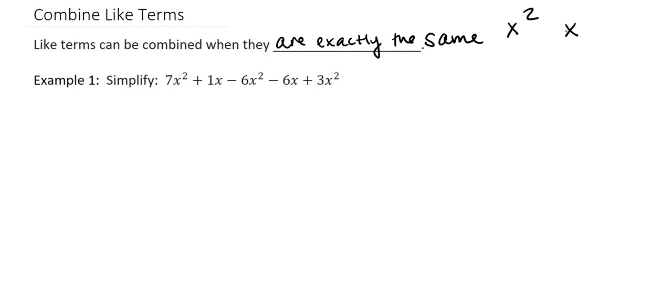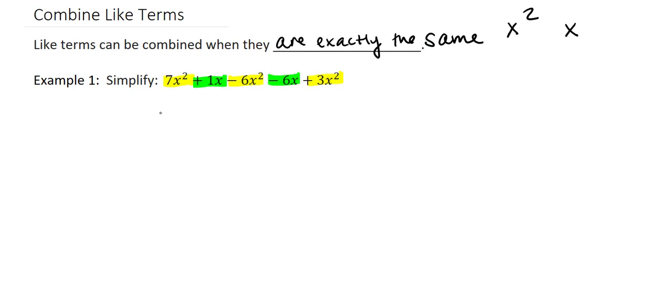So therefore, when we go down to example 1, we're going to simplify the following. So let's go ahead and combine the like terms. If we know x squared and x are two different things, let's just show where x squared is. So we have 7x squared, minus 6x squared, and plus 3x squared. Then let's go ahead and find the x's. We have 1x minus 6x. So let's go ahead and just rewrite all of that.